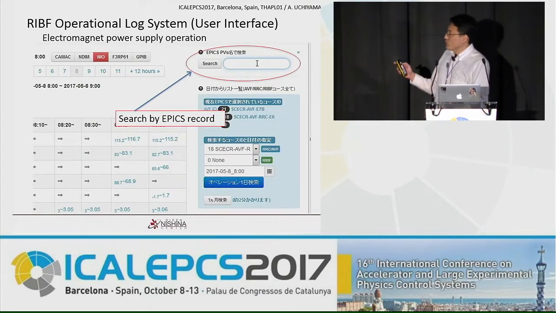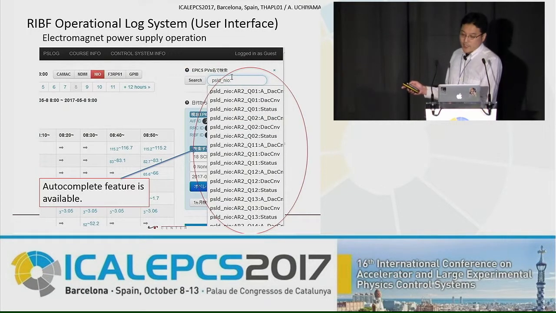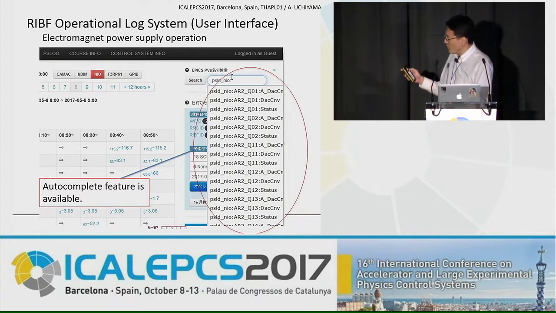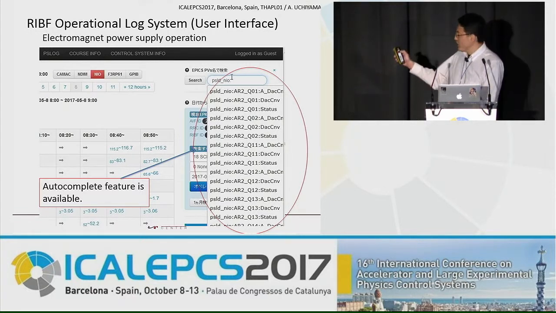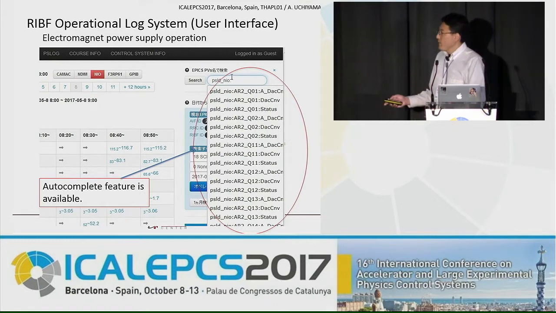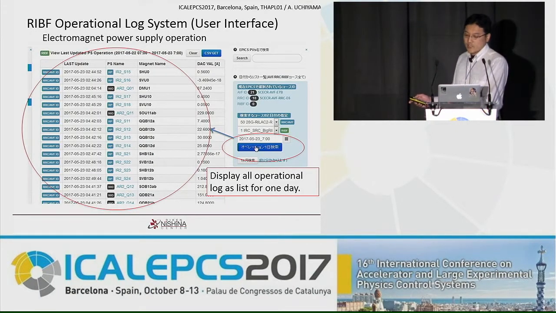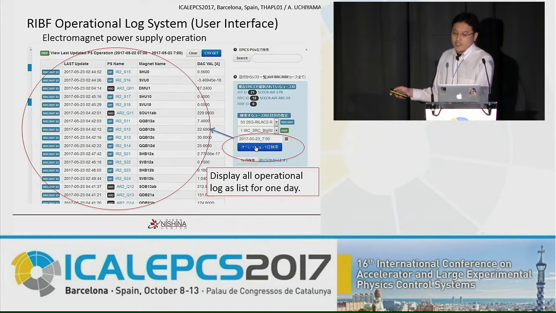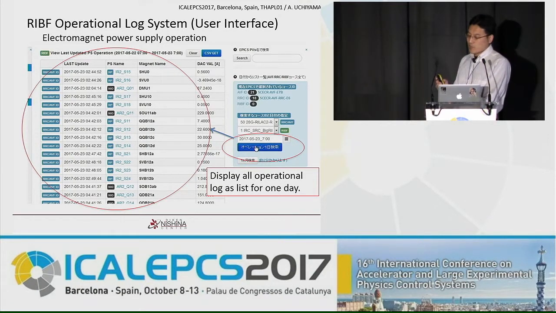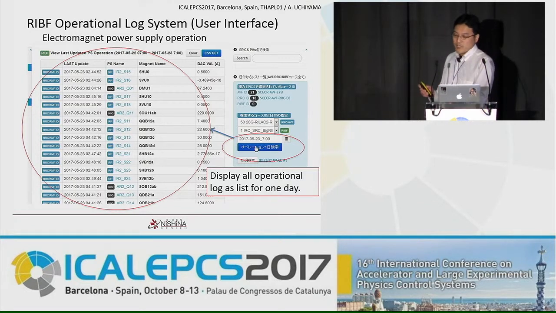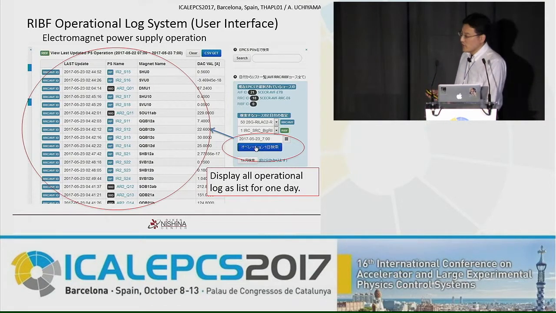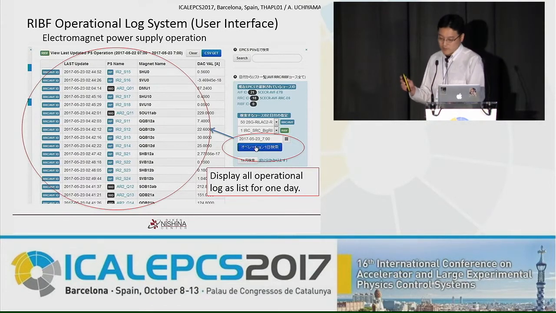We can search by EPICS record. And when searching by EPICS record, we can use the autocomplete feature like this. Additionally, when clicking this button, it displays all latest operational logs as a list for specified day. So we can compare every previous parameter with current parameter, and it's very easy.